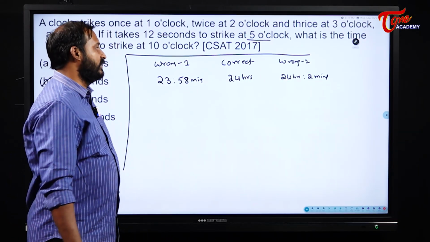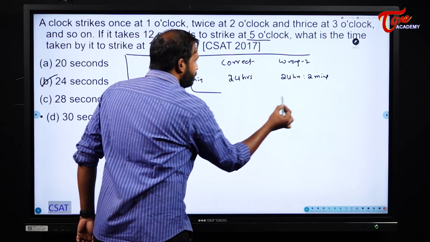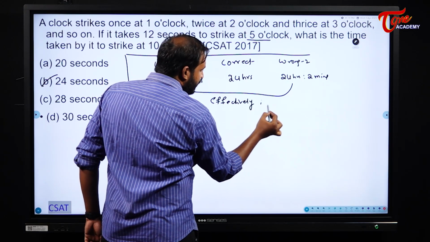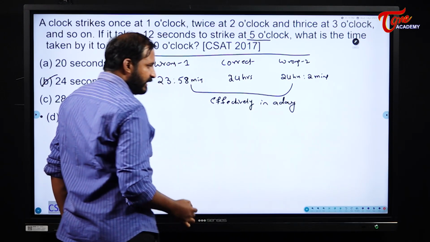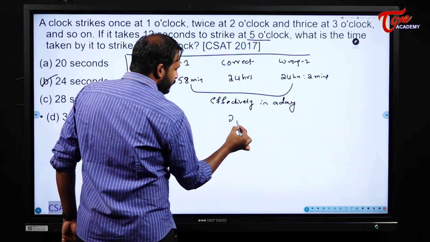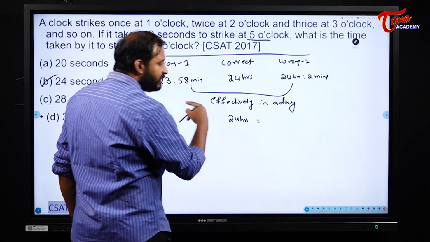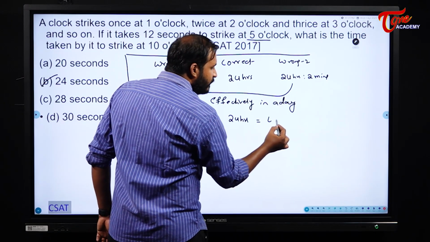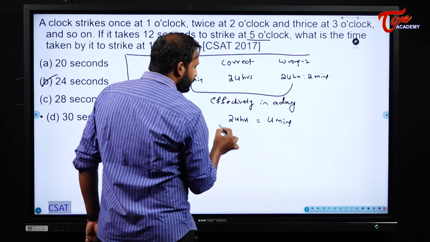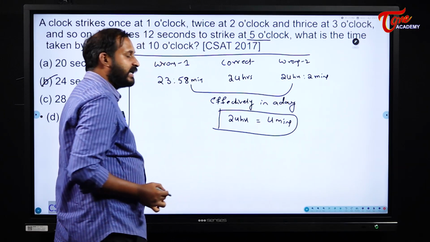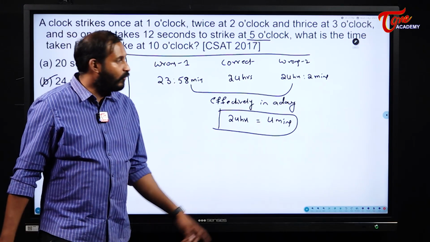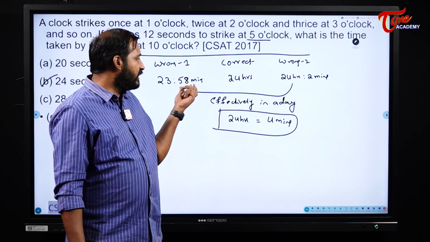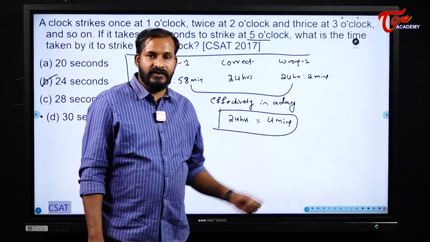That means effectively in a day, day means 24 hours. In 24 hours, what is the time difference between these two watches? What is the time difference between these two clocks? 4 minutes, right? Effectively in a day, in 24 hours, the time difference between them is 4 minutes. Understood, students? Why? Because here it is 23:58 and here it is 24:02.